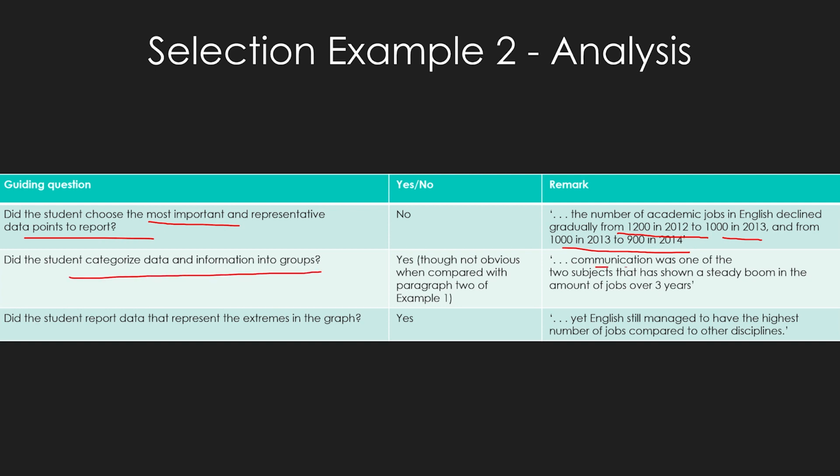Number 2, yeah, the student did categorize the data and information in groups. So, they spoke about communication, that was a group, and the two subjects that shown a steady boom in amount of jobs over 3 years. So there was some classification there, some grouping. Finally, did the student report data that represent extremes in the graph? Yep, they did cover the extremes. They spoke about how English still managed to have the highest number of jobs, so that was covered. But still not a good answer. It's kind of hard to understand, so remember that.